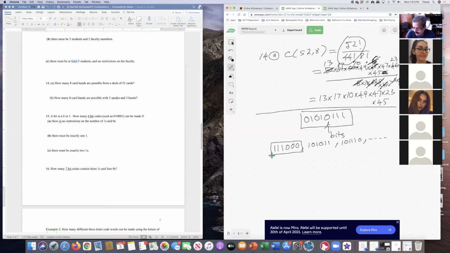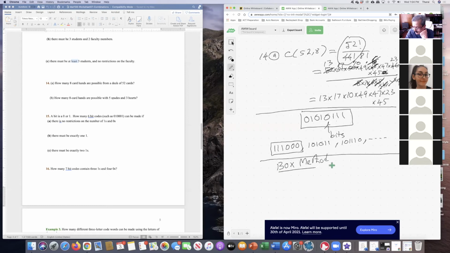And how many such code words can be made? Remember, we did code words with repetition. What is the only method that applies for code words with repetition? Permutation? Permutations will be without repetition. It's the box method, exactly. Whenever repetition is allowed, the box method is the only way. So we're going to use the box method.